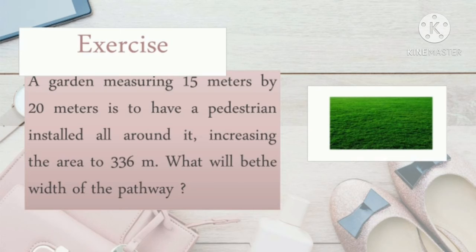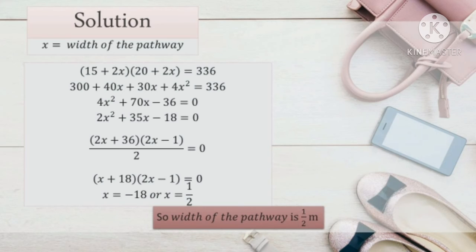Exercise. A garden measuring 15 meters by 20 meters is to have a pathway built around it, increasing the area to 336 square meters. What will be the width of the pathway? We can assume x is the width of the pathway. Because the pathway is installed around the garden, we add 2x to the garden length for the pathway in the north and south, and also add 2x to the garden width for the pathway in the west and east.